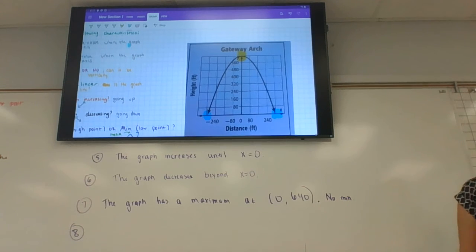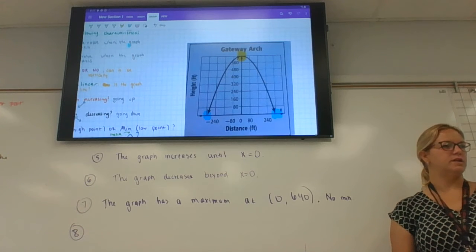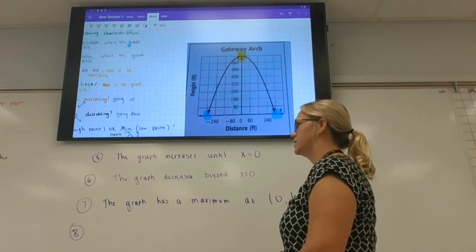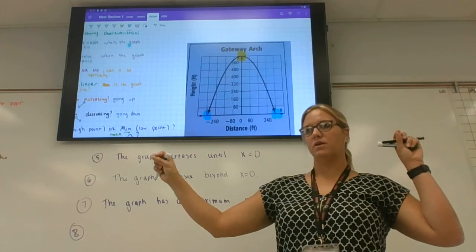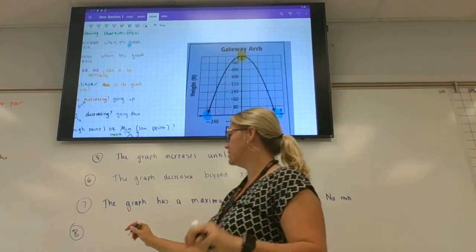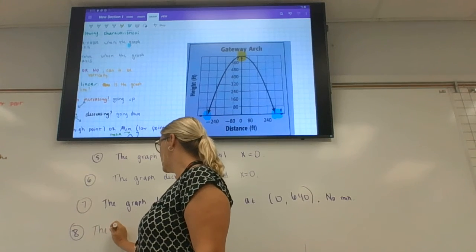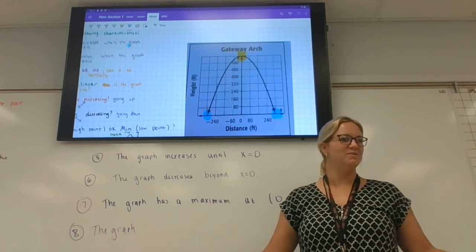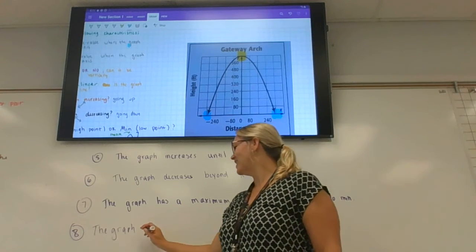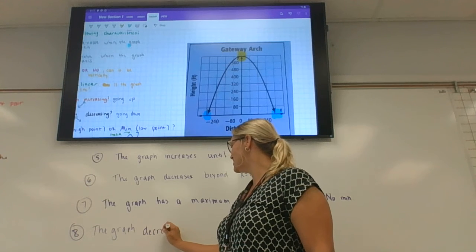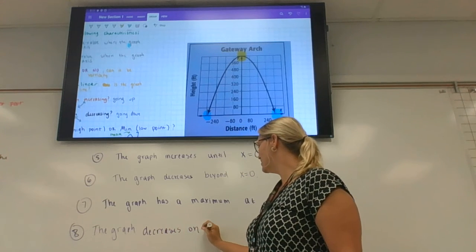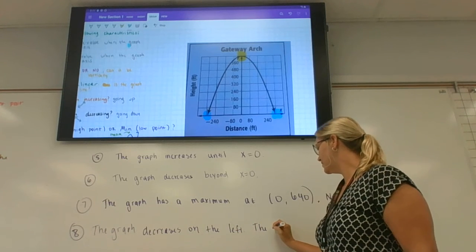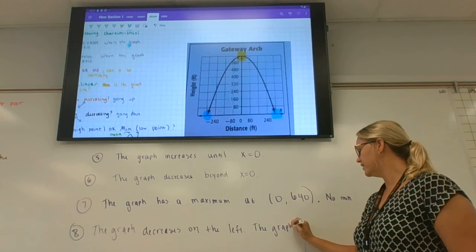And then what's the last characteristic? We have to break this graph down. Here we go. We're going to describe the end behavior. The ends are the left and the right. So I'm going to say the graph decreases on the left. The graph decreases on the right.